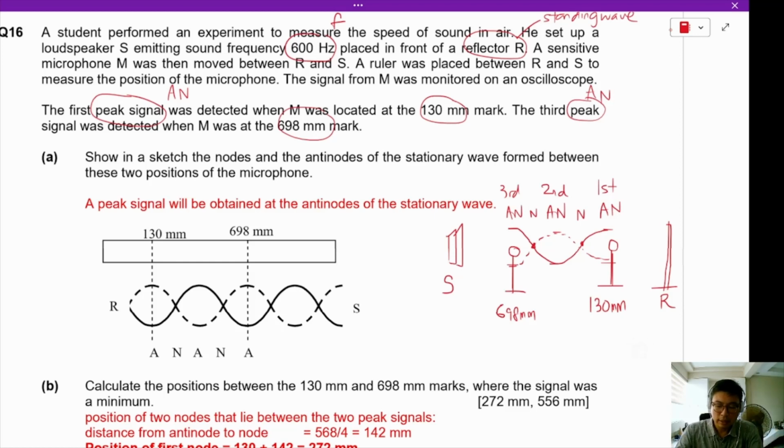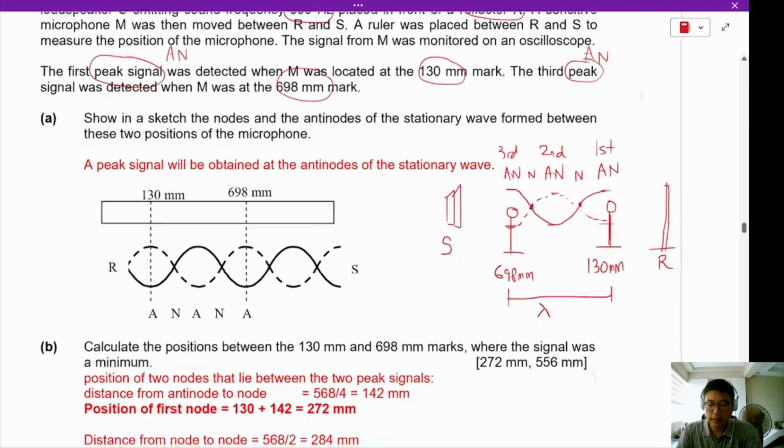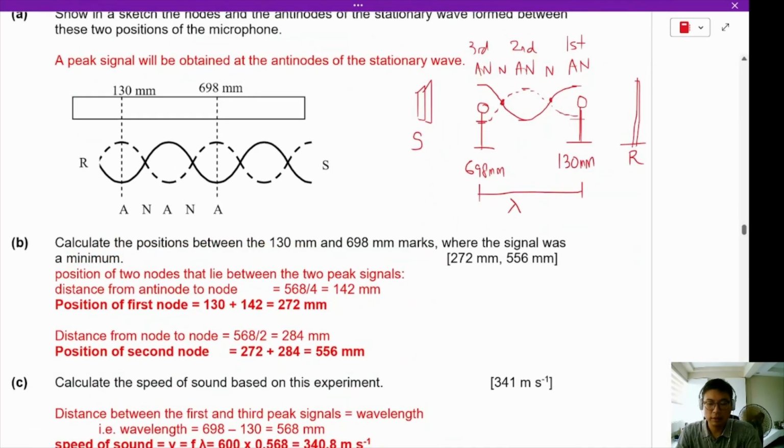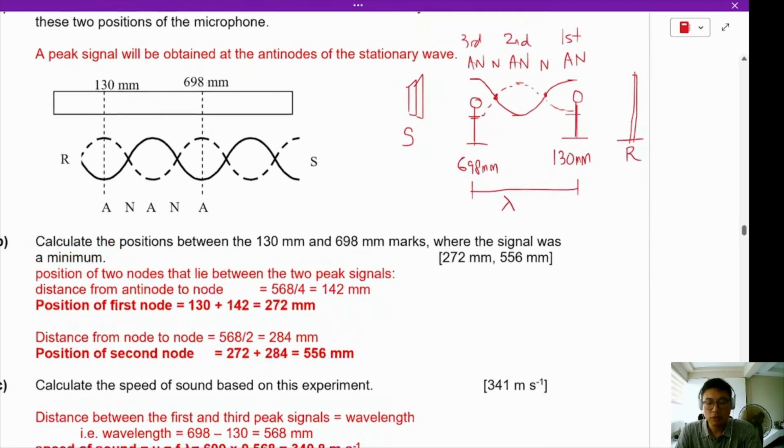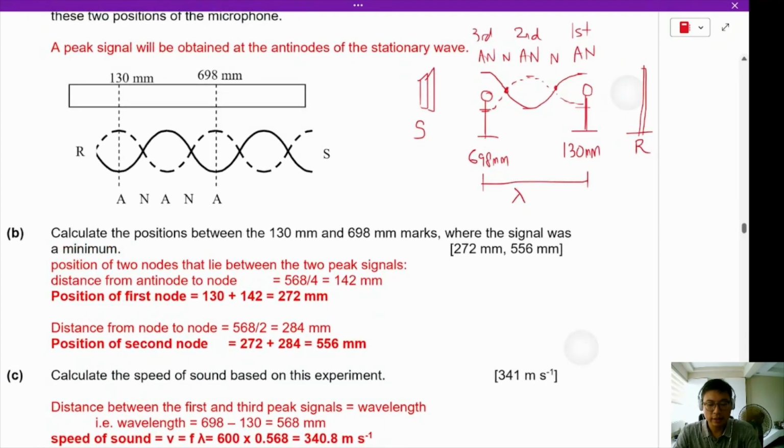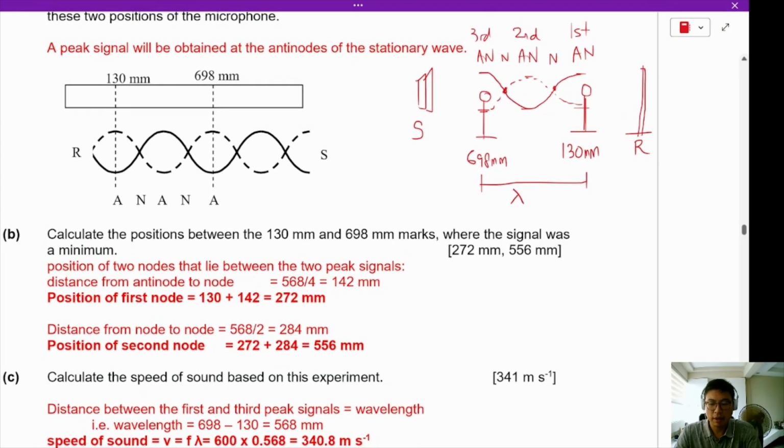Now you can see that between these 3 antinodes, it's actually one wavelength. Alright, so that is my drawing. As the microphone is moved from R to S, it starts at the antinode, and then at the third antinode it stops. So calculate the positions at the 130 and 698 mm where the signal is minimum.